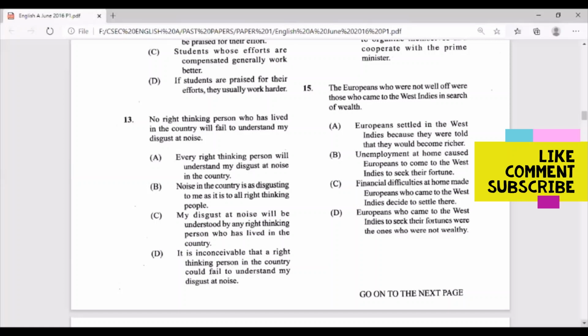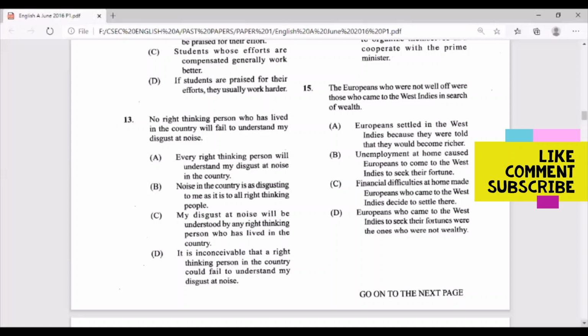Will be? We changed the verbs a bit, but anyway, let's look at it. My disgust at noise will be understood by any right thinking person who has lived in the country. It's not too bad, because we're saying if you are right thinking, then you will understand. Once you're living here in this country and you are right thinking, you will understand. So C sounds good. A, we're still holding.